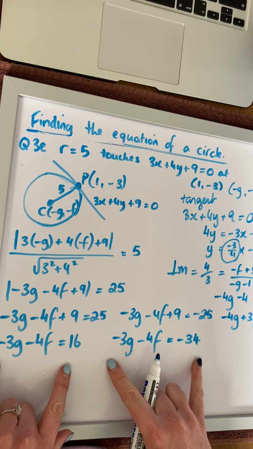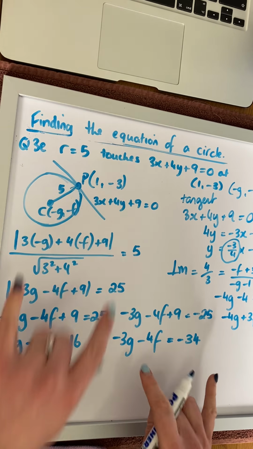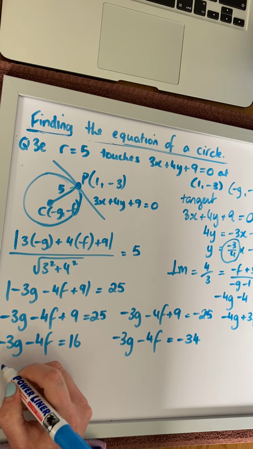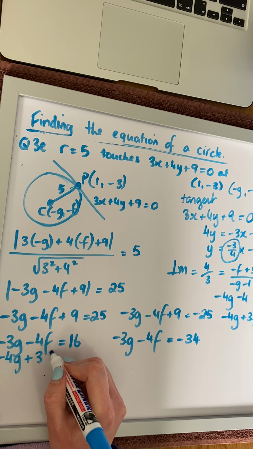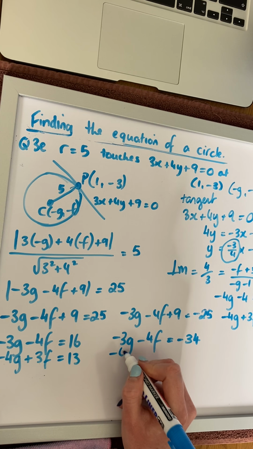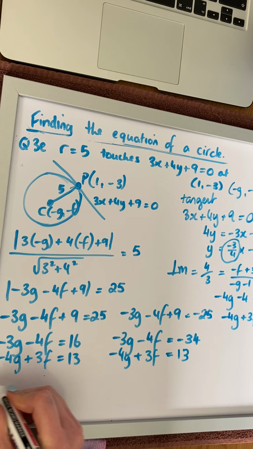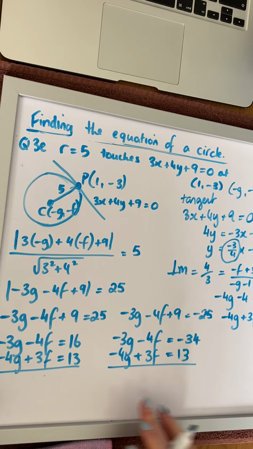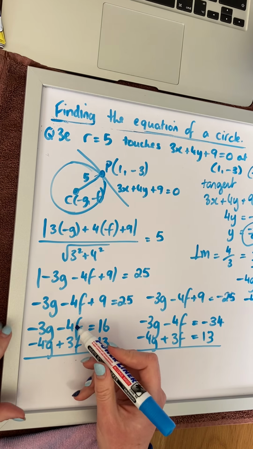The reason we have 2 scenarios is that we can have 2 separate circles that satisfy these conditions. And so we now have our second equation that we can solve simultaneously to find the values of g and f. So it makes sense to eliminate the f variable here because we have a plus and a minus.